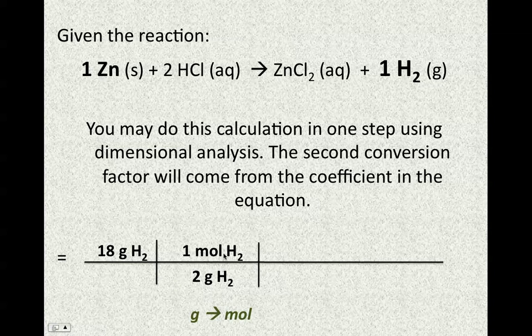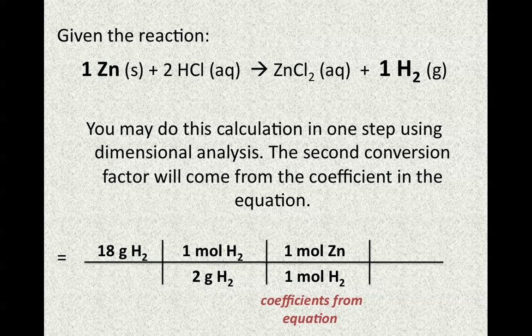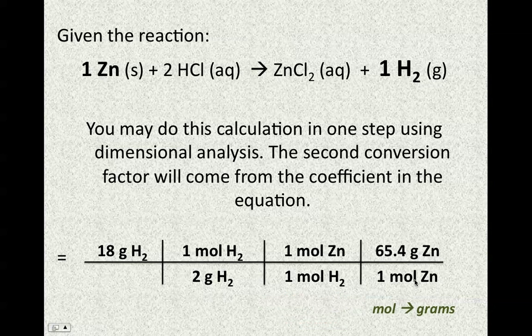This is the next step, where we're going to take the coefficients from the equation and convert between moles of hydrogen and moles of zinc. So these are the coefficients from the equation. It's allowing me, again, to move from what I started with, moles of hydrogen, to what I want to get to, moles of zinc. And then finally, I'm going to go from moles to grams of zinc using the GFM of zinc. When we multiply across the top and divide by the bottom, we get 588.6 grams of zinc.